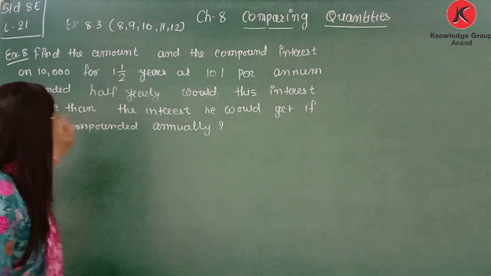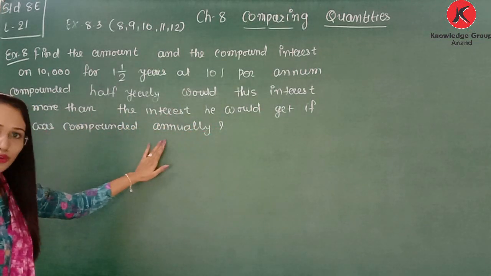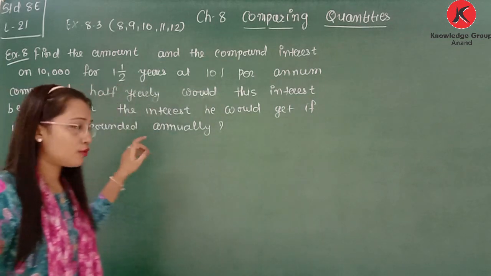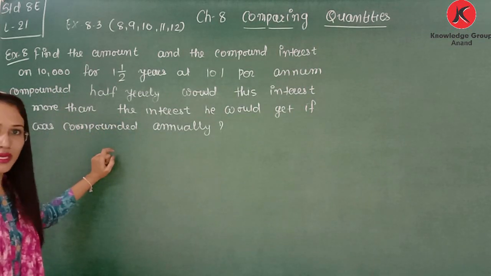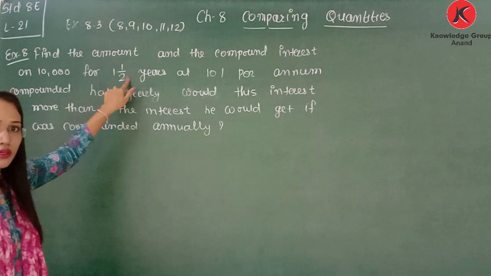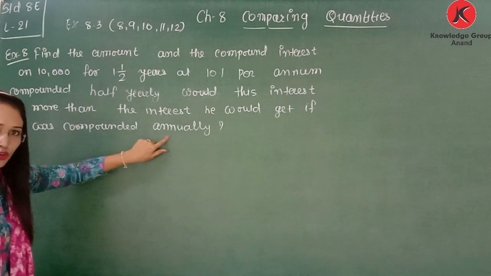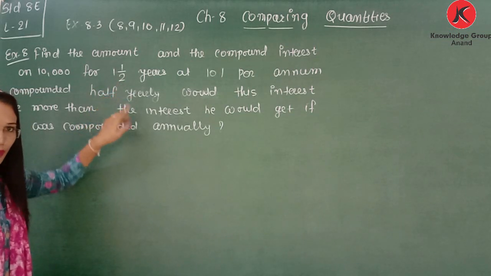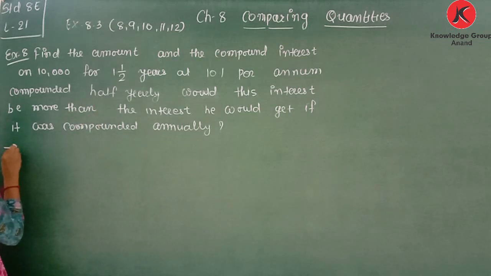Would this interest be more than the interest he would get if it is compounded annually? So here you need to find that also. If it is compounded annually, then your N and R will remain the same. But if you continue with N as 1.5 years as an exponent, then you cannot solve the example. So here we need to find, for compounded annually, 1 year compound interest and half year simple interest. So remember this step. First we will find the compounded half yearly.